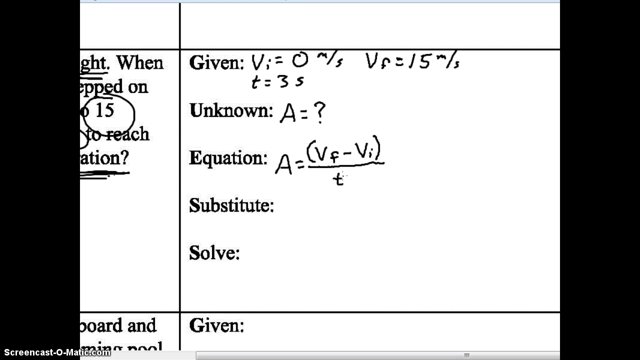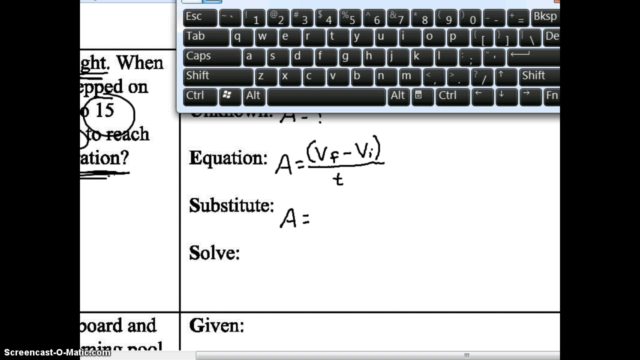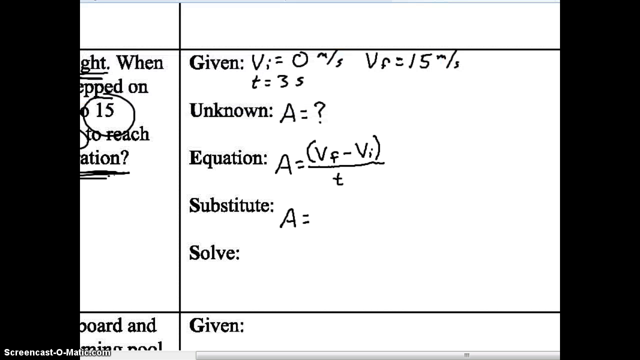So we go down to the next step where it says substitute. We're going to substitute in the information that we know. We don't know acceleration yet, so we're going to leave that A equals. The next part here is VF minus VI on the top part. For the numerator, VF was 15 meters per second minus 0 meters per second divided by the time was 3 seconds.